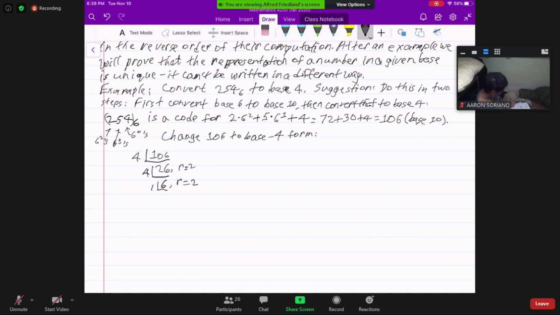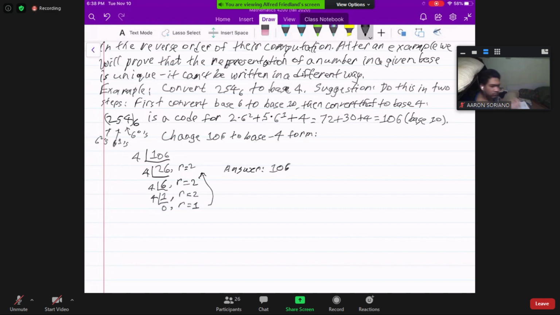Keep dividing. 4 into 6 is 1, remainder equals 2 again. All right, keep dividing by 4. 4 into 1 is 0. As we showed on Thursday, these numbers get smaller and smaller, so eventually this does come to an end with a remainder of 1. So we work upwards.